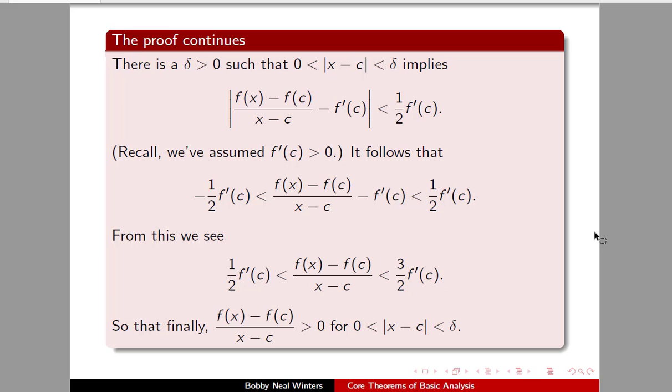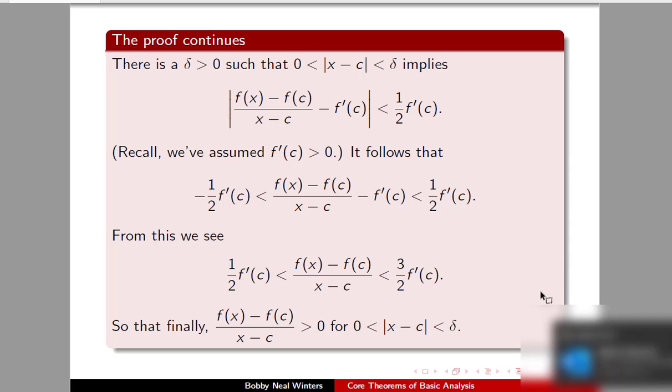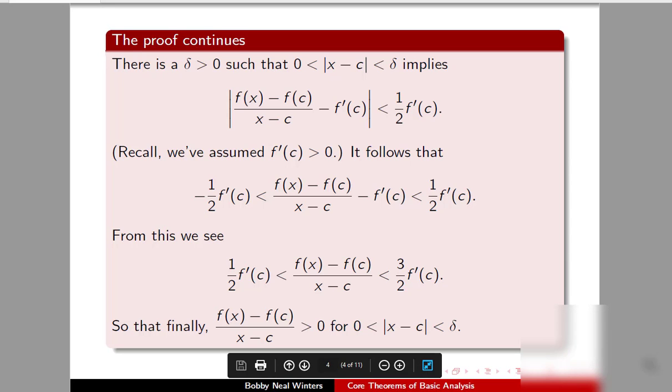It now follows, by a little arithmetic, that negative 1/2 f prime of c is less than the difference quotient minus f prime of c, which is less than 1/2 of f prime of c. Again, do some more arithmetic by adding f prime of c to each of the three pieces of the inequality. We get that the difference quotient is then between 1/2 of f prime of c and 3/2 of f prime of c, which all we need from that is that the difference quotient is positive whenever 0 is less than the absolute value of x minus c, which is less than delta.